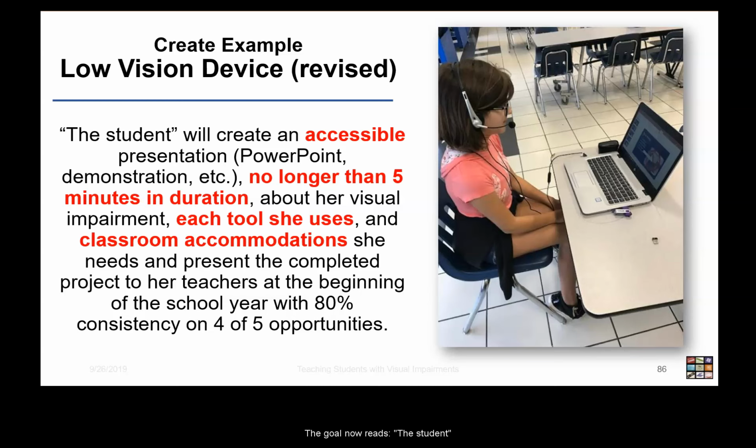The goal now reads, the student will create an accessible presentation, PowerPoint demonstration, etc., no longer than 5 minutes in duration about her visual impairment, each tool she uses, and classroom accommodations she needs, and present the completed project to her teachers at the beginning of the school year with 80% consistency on 4 of 5 opportunities.